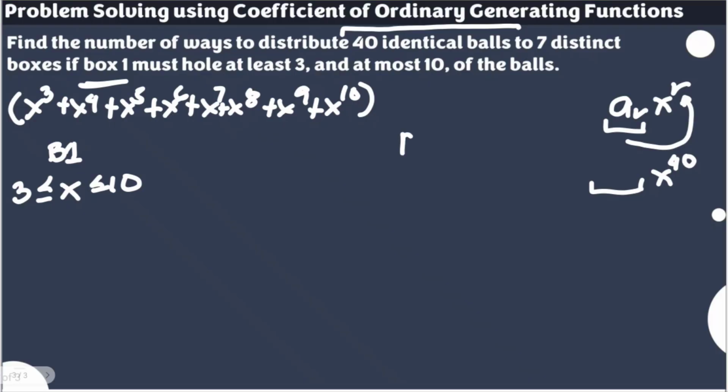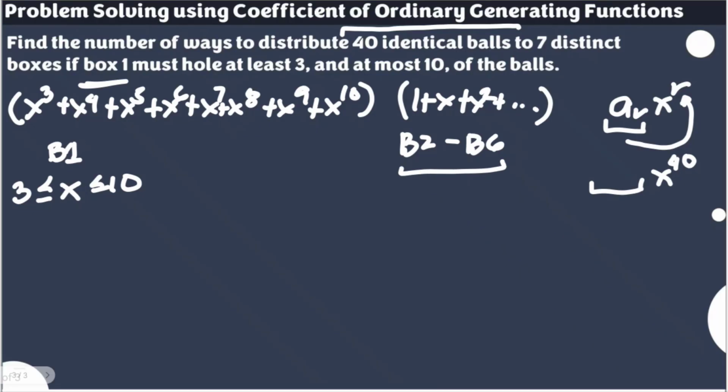But for box 2 to box 6, it's actually unrestricted. So we'll have actually 1 plus x plus x squared and so on and so forth. And there are 5 of them. You have box 2, 3, 4, 5, 6. We will have this form here. So what we need to do is to multiply all of this and get the x to the power of 40. And again, whatever would be its coefficient, that's the answer to the item. Let's try to simplify them one by one.